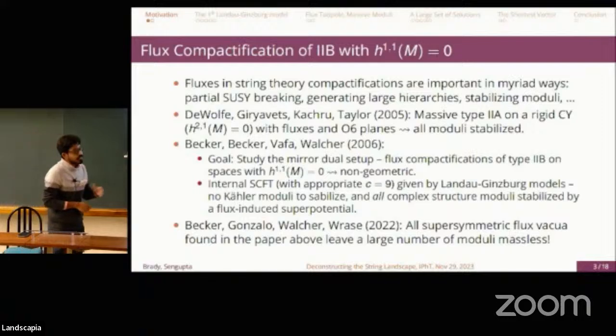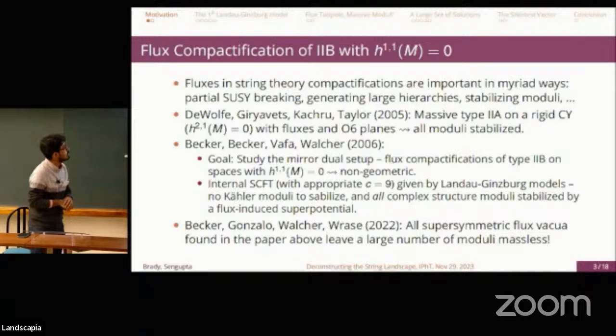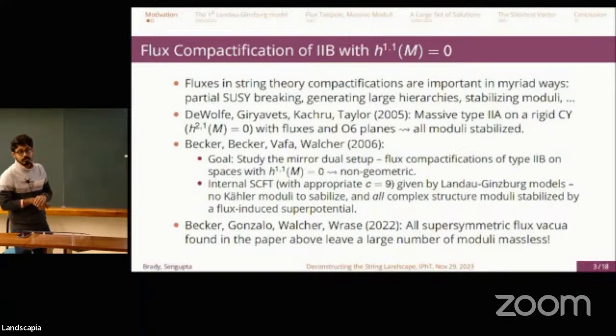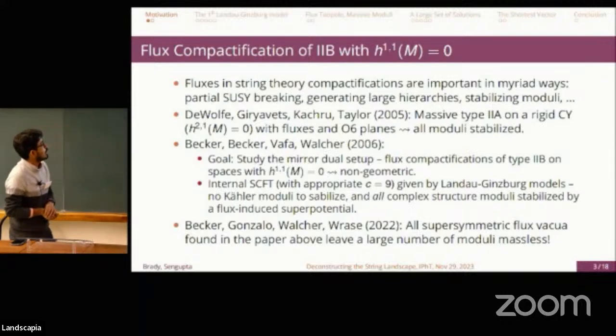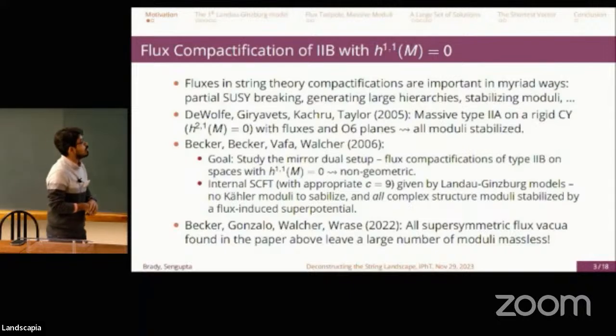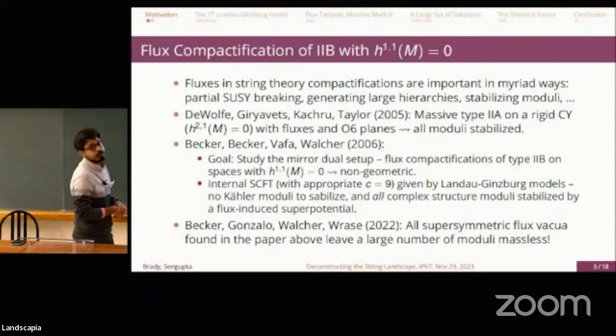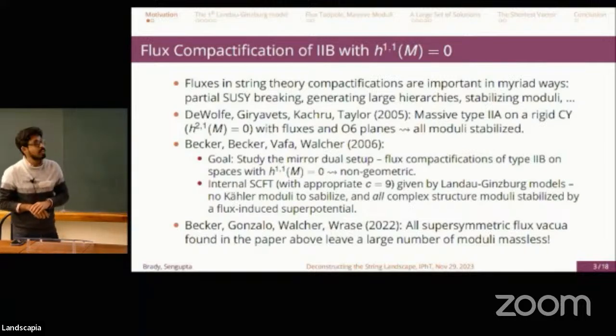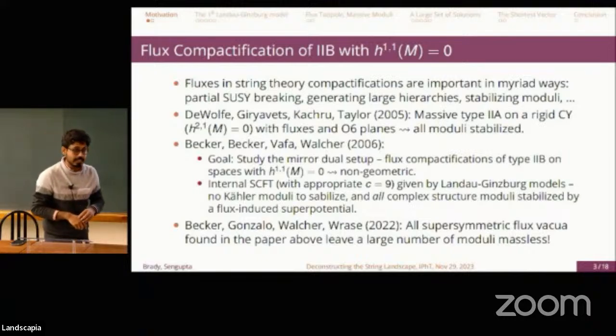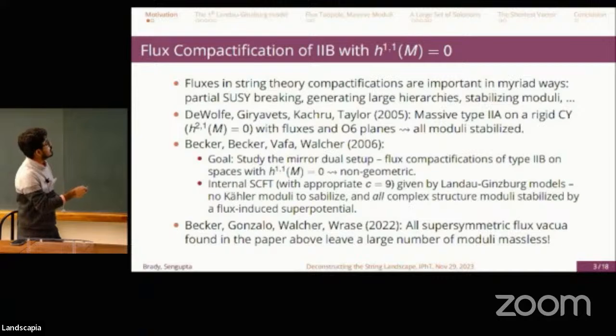But in string theory, we have ways of producing these things. Essentially, all you have to do is produce an internal superconformal field theory with the appropriate central charge, which is c equals 9. These models are good because, since you have no Kähler moduli, you don't have to stabilize them, and all of the complex structure moduli are putatively stabilized by the flux-induced superpotential. At least that was the claim made by the authors of this paper.